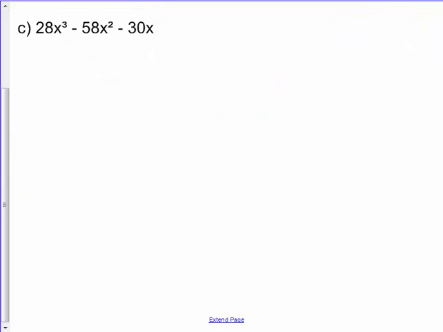Well, first thing I see is an x cubed here, x squared, and an x. So it looks like I'm going to end up having to pull out an x. I'm also going to look and pull out a 2 as well. So when I pull out a 2, I get 14x squared minus 29x and then minus 15.